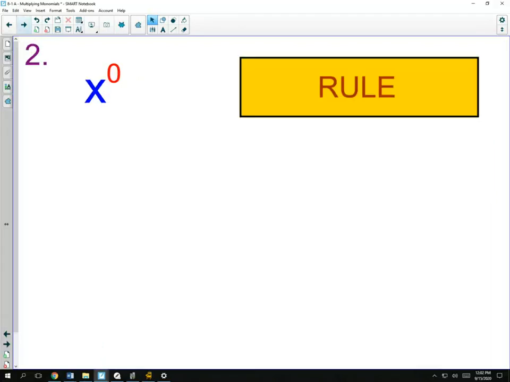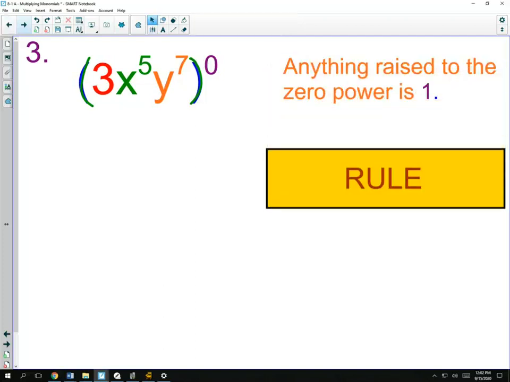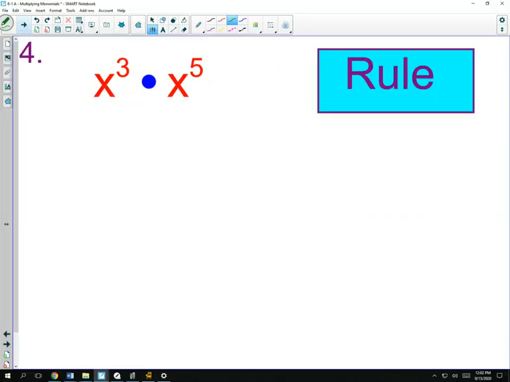So a variable raised to the 0 power is still just the number 1. And a mess like 3x to the 5th, y to the 7th, if all of that is in parentheses and it's raised to the 0 power, well, anything raised to the 0 power is the number 1. So 1, 2, and 3, the answer is just 1.